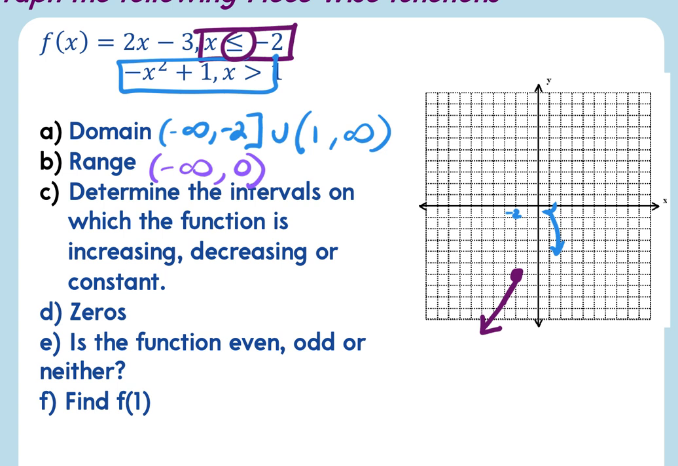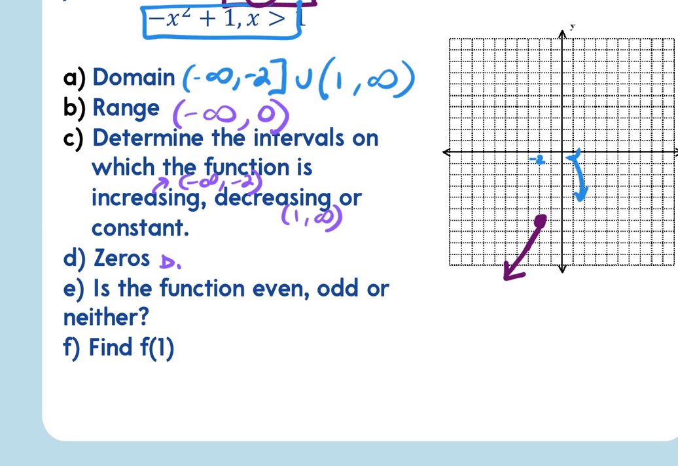It is increasing from -infinity to -2. It is decreasing from 1 to +infinity. It is not constant at all. There actually are no zeros because that is an open dot. It is not even or odd, it is neither. And f of 1 is again an open dot, so it does not exist.